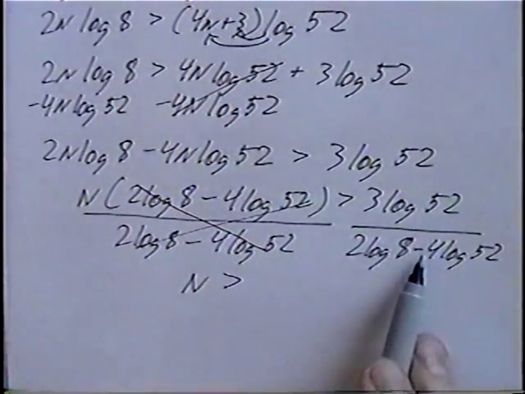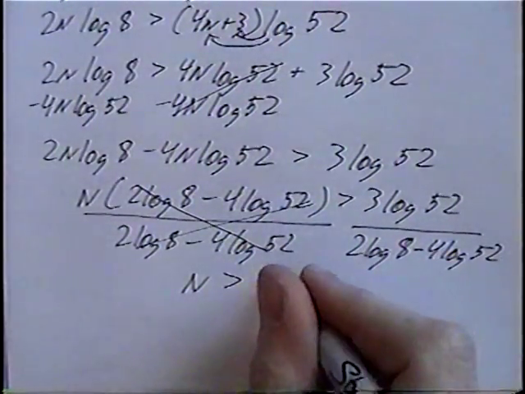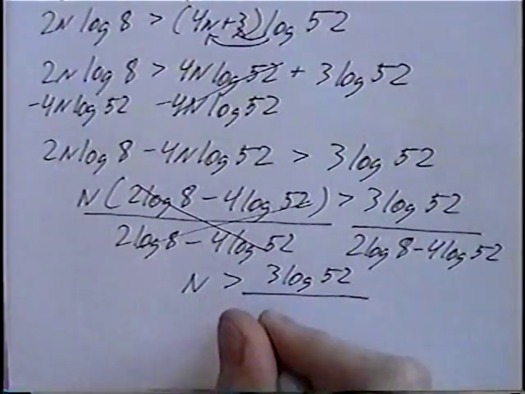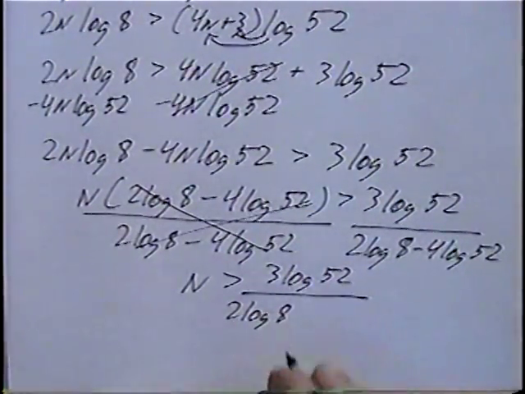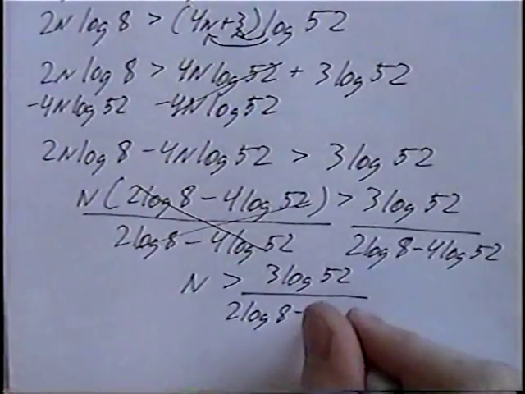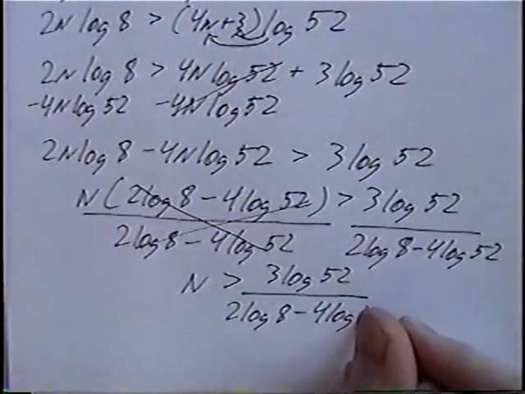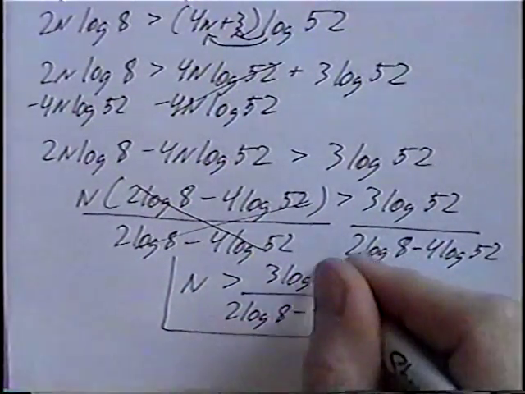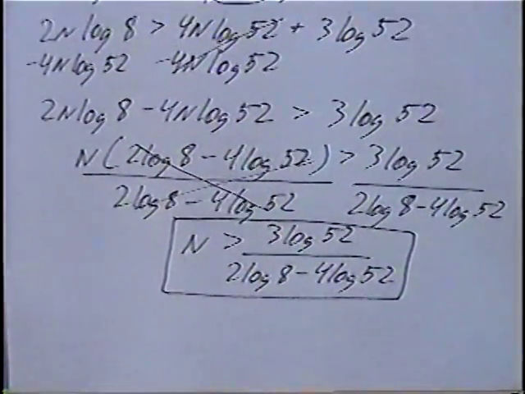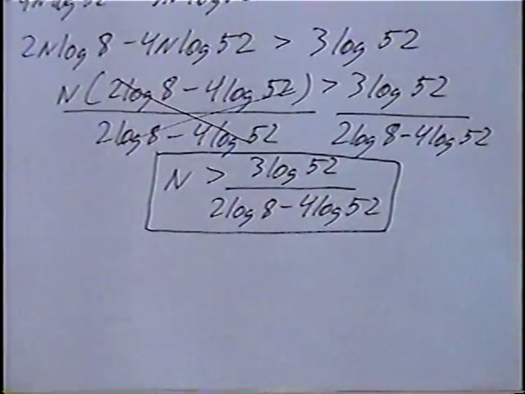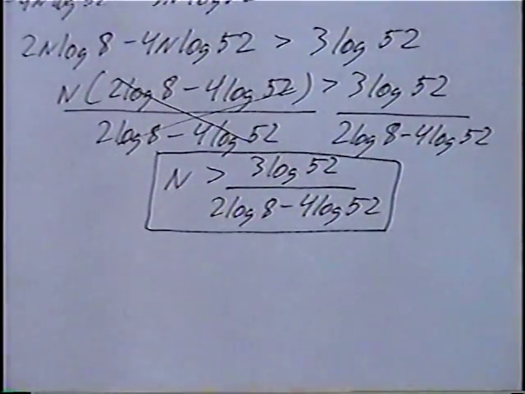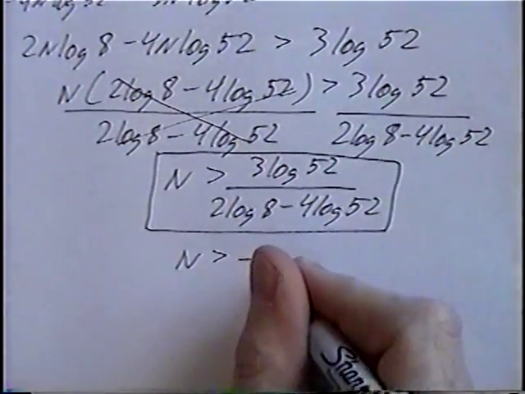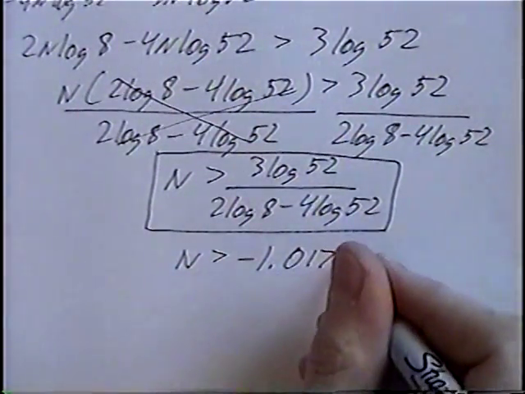Our final answer, same as above, n is greater than 3 log 52 divided by 2 log 8 minus 4 log 52. If you wanted to also, you could get a decimal for this, and that decimal would be negative 1.0178.